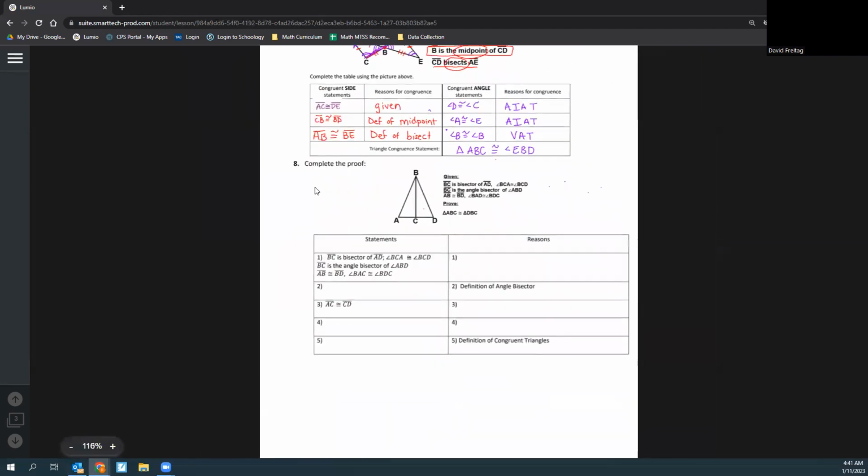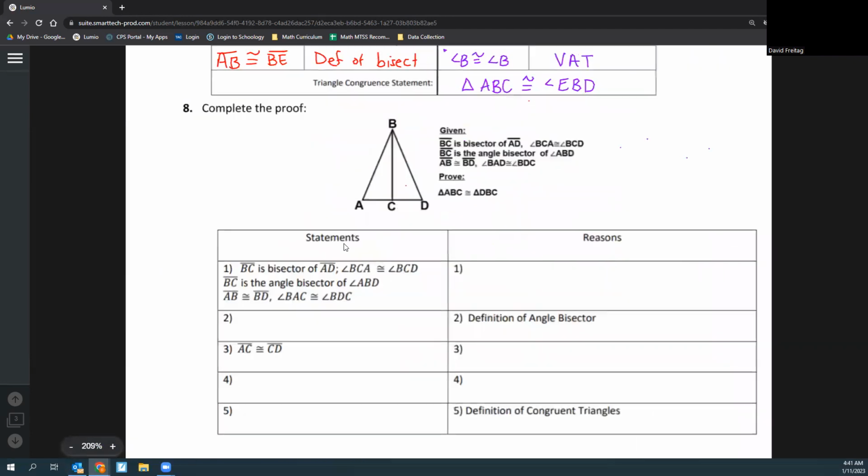We look at the proof, the next thing. It says given BC is a bisector of AD, angle BCA and angle BCD are congruent. BC is the angle bisector of angle ABD. AB is congruent to BD. Angle BAD is congruent to angle BDC.